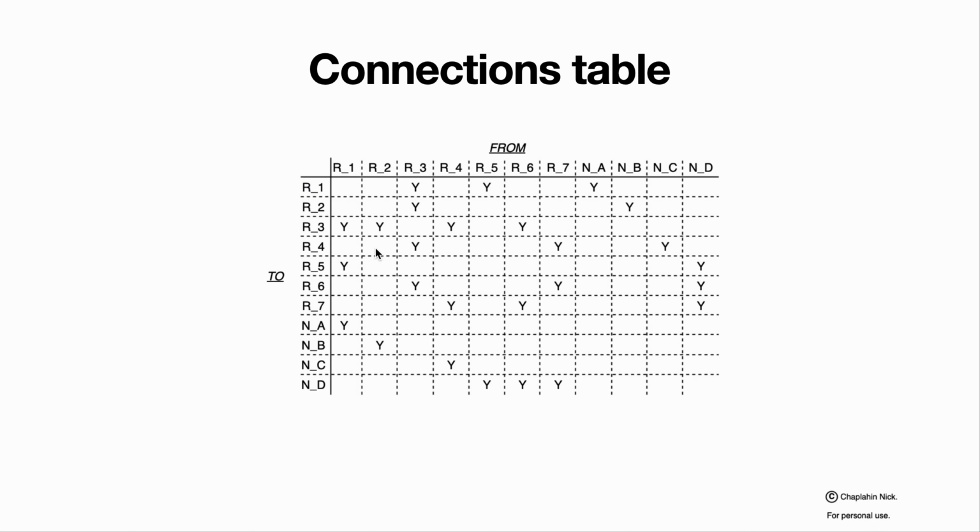This can also be represented in table form, where everything is very simple. There is a connection between two entities or no connection between two entities. That's it.